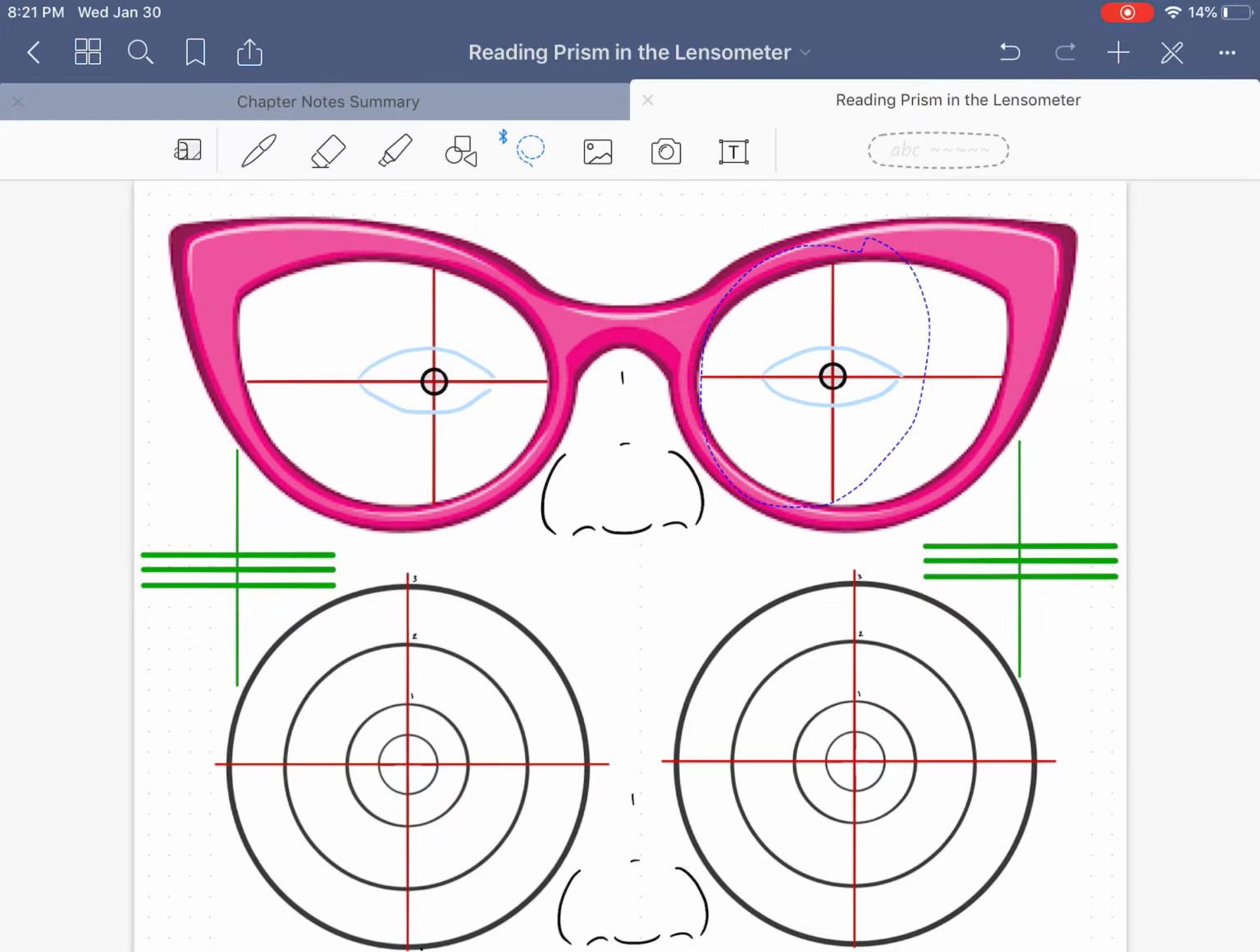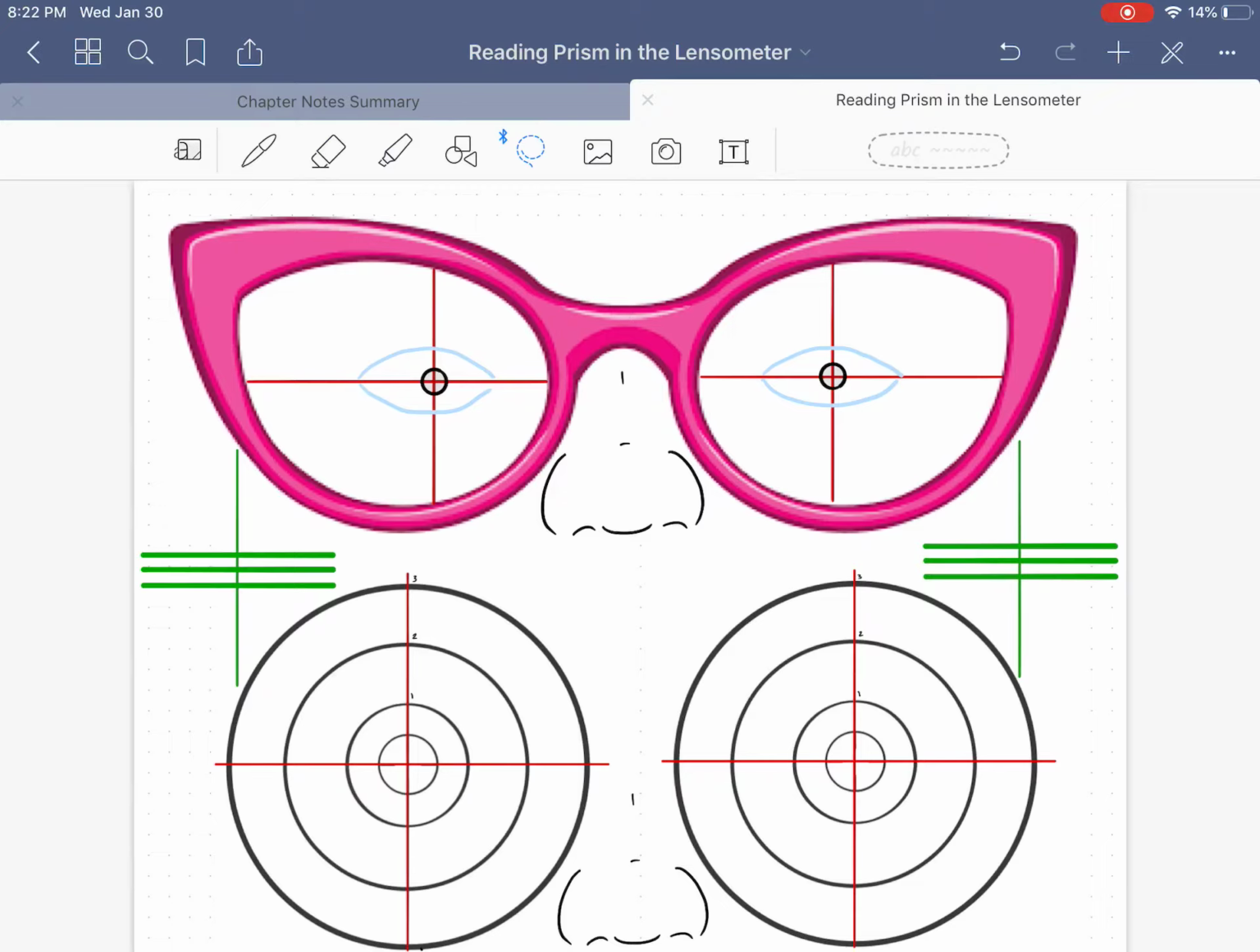So when you look into the lensometer, you can imagine that as well. You can see the nose here in the center, right here. And if we look at the right eye, again, just like it was with the actual pair of glasses, you see the nose is on the right, and for the left eye, the nose is on the left. So right on the right, left on the left.